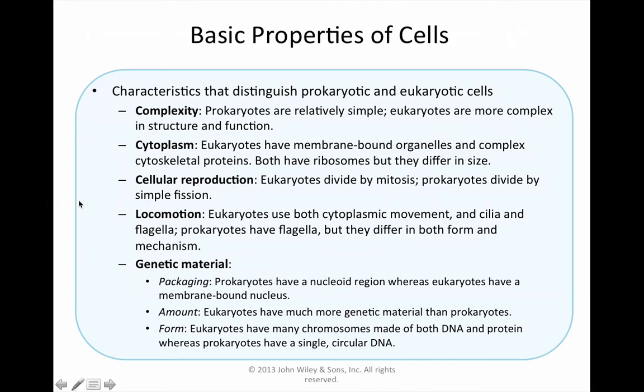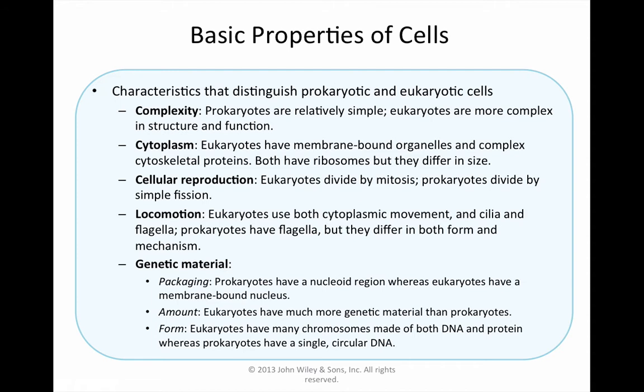For cellular reproduction, eukaryotes will divide by mitosis, while prokaryotes just divide by simple fission, meaning a bacteria will split completely in half and make two complete copies of itself, or two daughter cells.